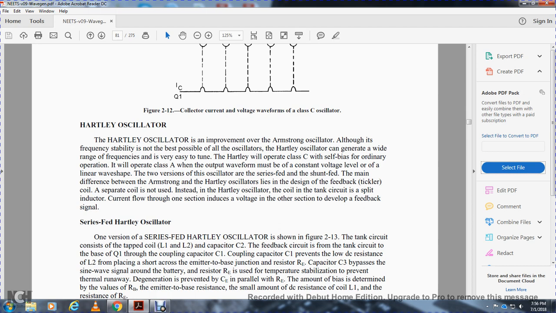There are two versions of the oscillator, with series fed and shunt fed feedback. Series fed and shunt fed. The main difference between the Armstrong and the Hartley oscillators lies in the design of the feedback. Instead of a separate feedback coil, in the Hartley oscillator the coil of the tank circuit is split, with the inductor current flowing through one section providing the voltage and the other section developing the feedback.